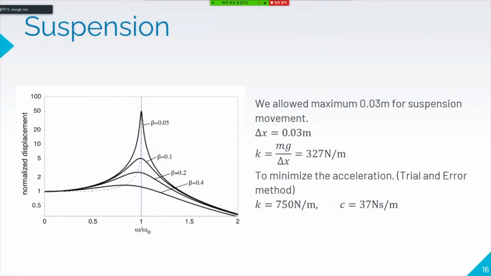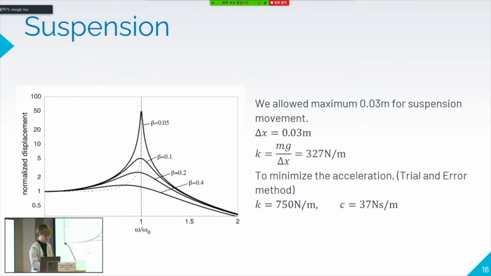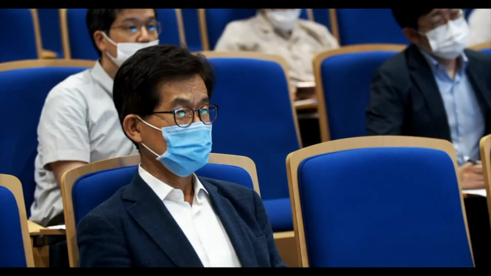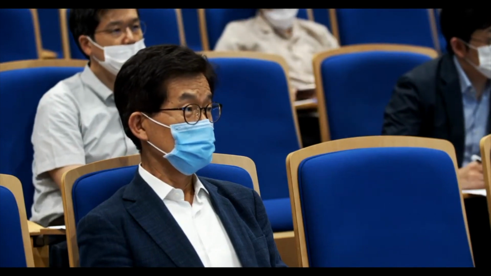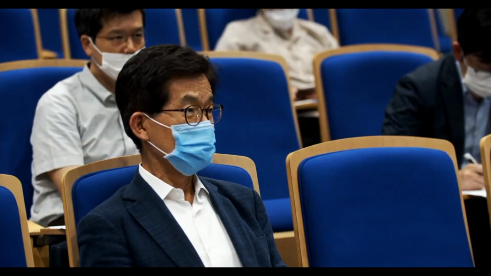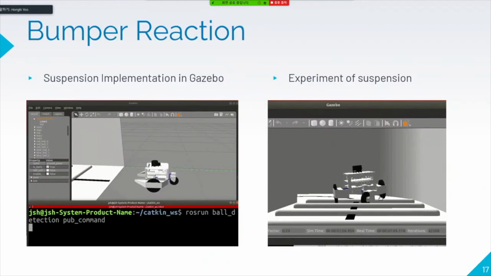So we came up with a new idea: our maximum allowance for deflection of the suspension is 0.03 meters. And we can calculate the spring constant from this allowance. By this method, we got 327 Newton per meter. From this value, we found the value that gives the minimum acceleration of the car using the trial and error method. This is our test of the suspension system to determine the value of K and the function of the suspension.